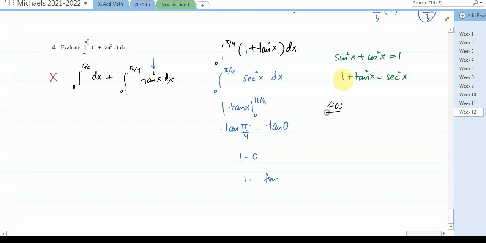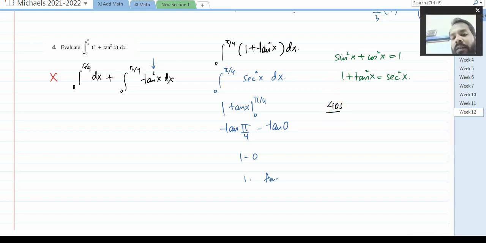Alright, so I hope that it is clear to you how to integrate the functions, how to apply identities in trigonometry, and how to integrate the trigonometric functions, right? So I think that is enough for today's class.